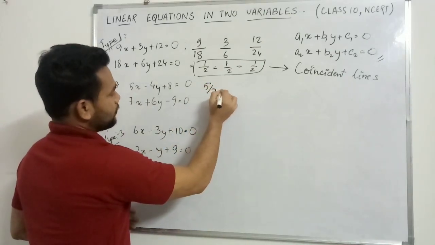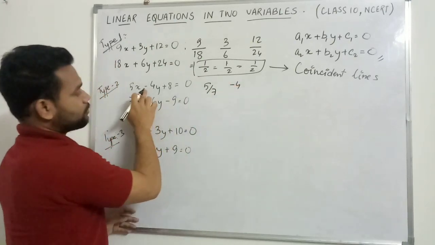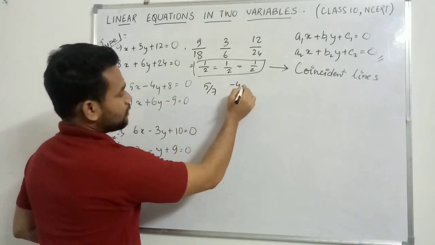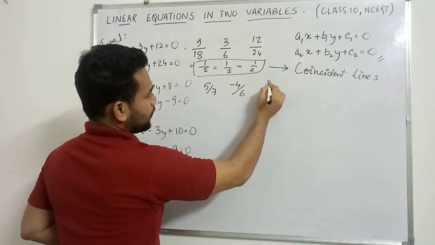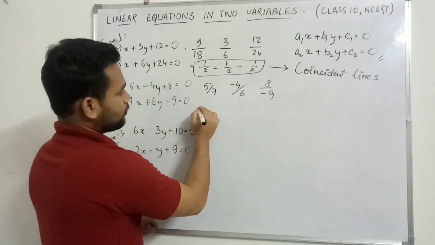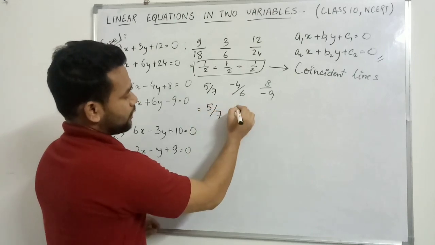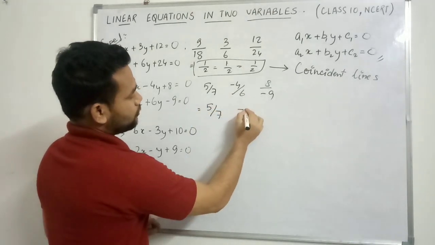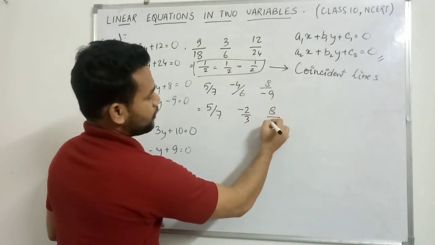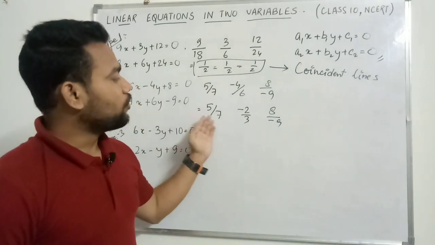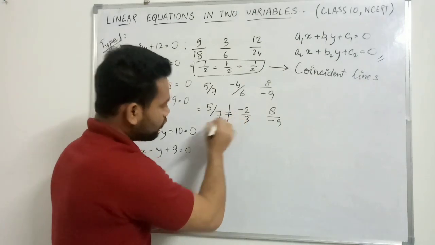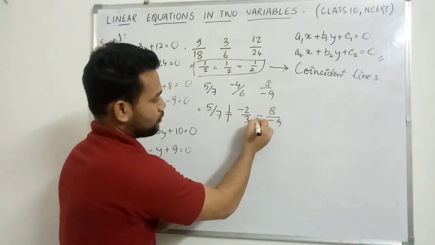The next one is 5 by 7. Then minus 4 by 6; remember, there is a minus sign before it. Then 8 by minus 9. So let's solve it out. It is 5 by 7, then minus 2 by 3, and 8 by minus 9. See, the three ratios are totally different, right? So they are not equal to each other.